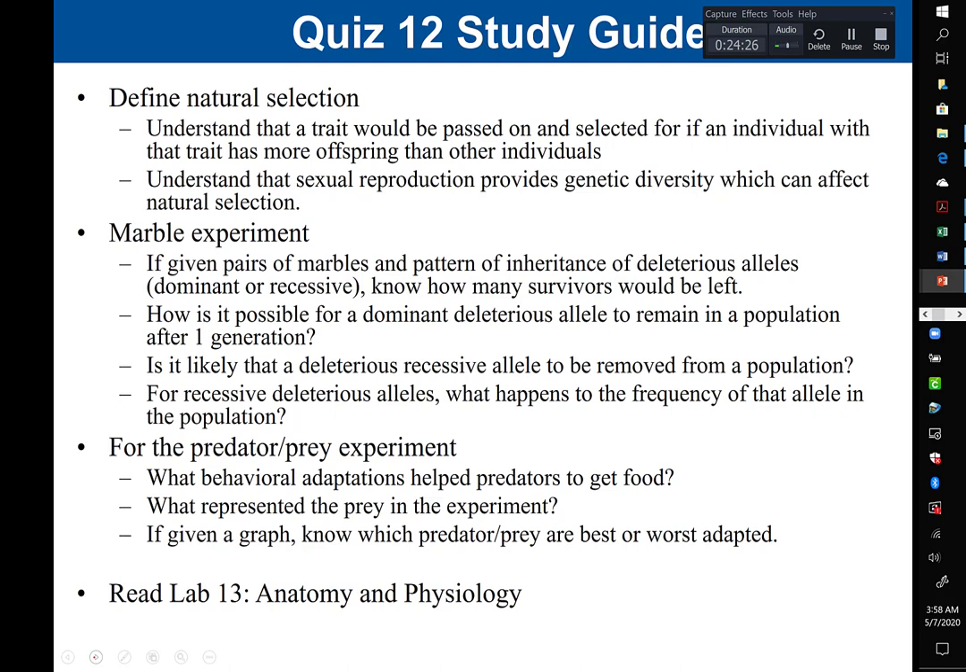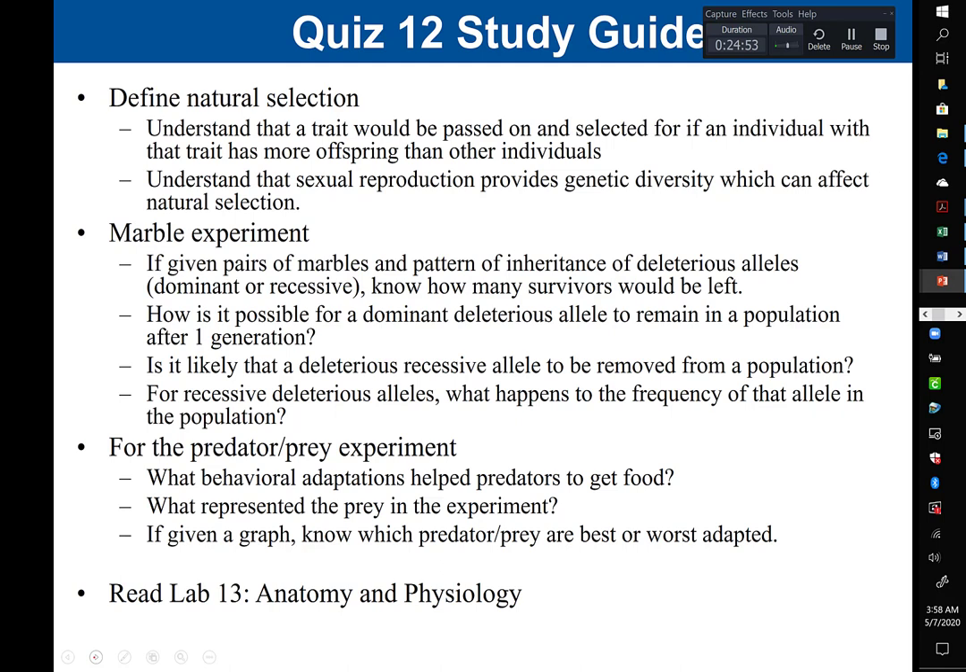So when you think of natural selection, it's not simply just survival of the fittest. That's not exactly entirely correct because it's not only survival, but it's differential reproductive success. Organisms that have more offspring are going to pass those traits on with greater frequency than an organism that has less number of offspring.